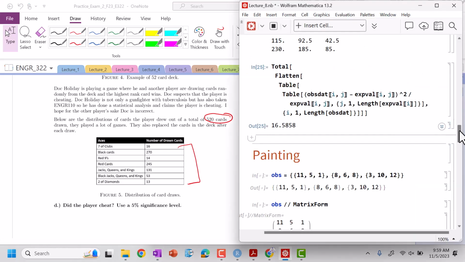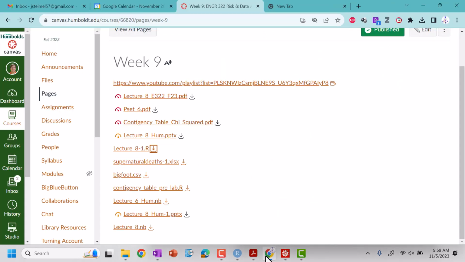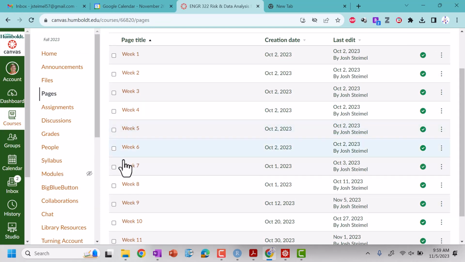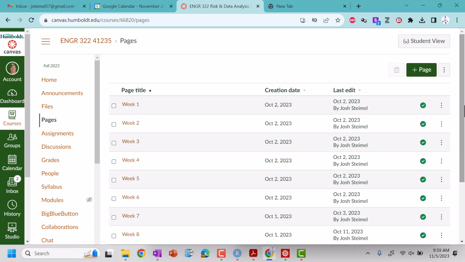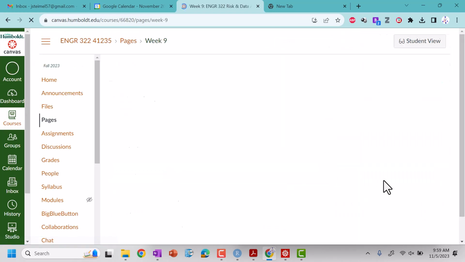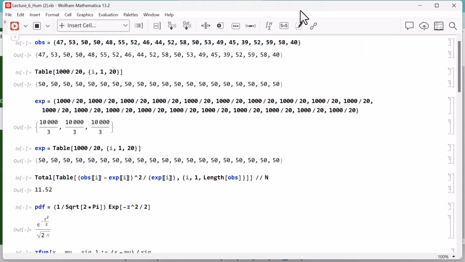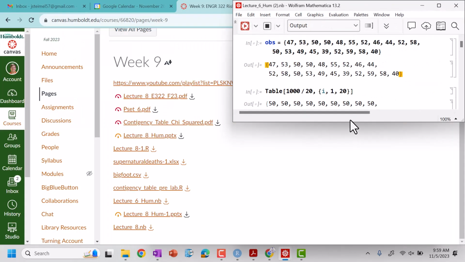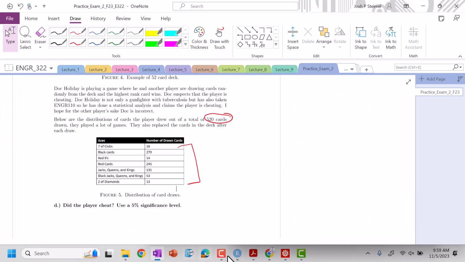So I'm going to actually use my... Actually, let's go back and let's use the code from... I'm going to use my lecture 6 code way back in week 7, maybe? Or maybe it was just on our pages in week 9. Oh yeah, lecture 6, here we go. Use that right here. And let's put that over here. So where are my observed values? So let's go to this problem. Let's go to my Mathematica notebook.